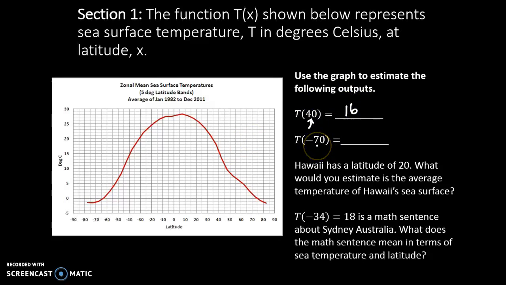And then T of negative 70. Negative 70 is my x-coordinate, so I'm going to look for negative 70, and I'll read the y-coordinate at that point. It looks like it's about negative 1.5. Hawaii has a latitude of 20. What would you estimate is the average temperature of Hawaii's sea surface? So if the latitude is 20, latitude is the x-coordinate, so I'm going to go to 20 on the x-axis, the latitude, and I'm going to read the y-coordinate at 20, and it looks like it's about 26.